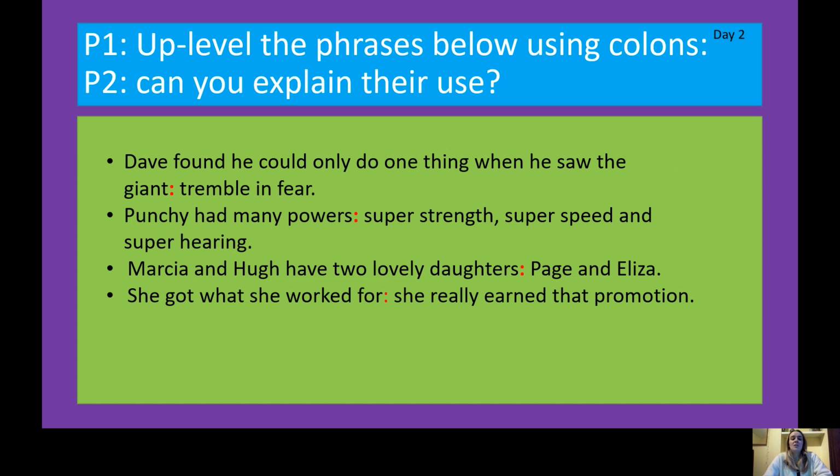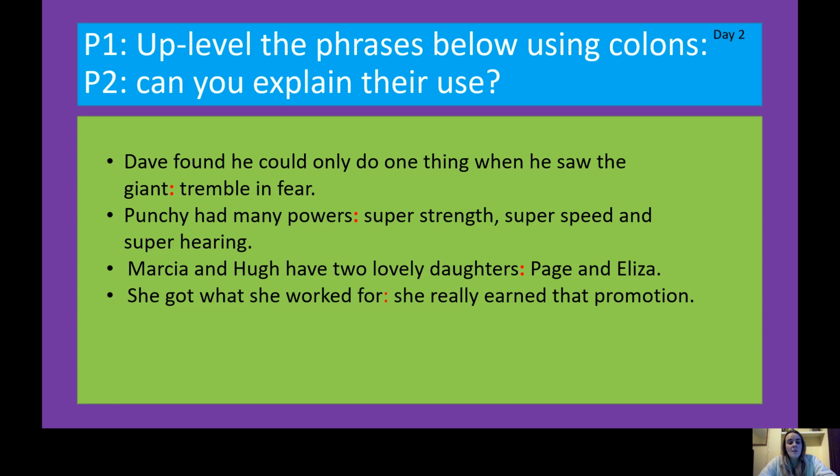So hopefully you had a nice opportunity to go through those. Just to explain where the colon should be. In the first example here, you've got Dave found that he could only do one thing when he saw the giant, colon, tremble in fear. And so that's being used to list, that colon's been used in order to introduce something and explain what he was going to do. Second example, Punchy had many powers, colon, super strength, super speed, and super hearing. This is a clear example of a colon being used before a list.